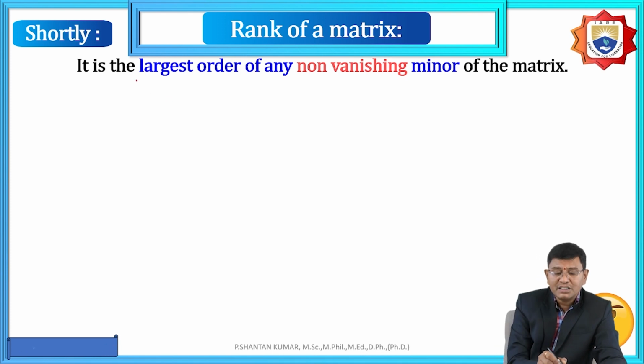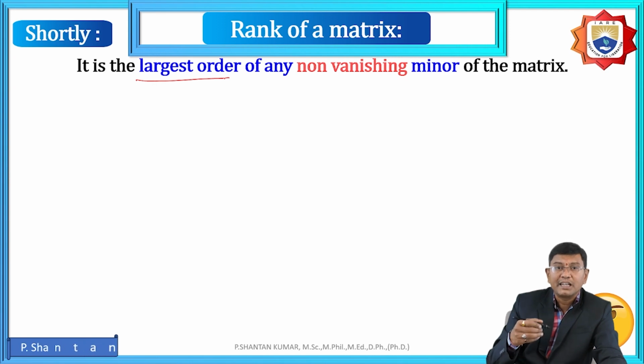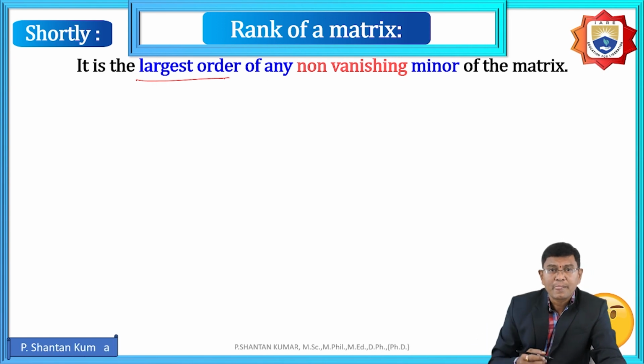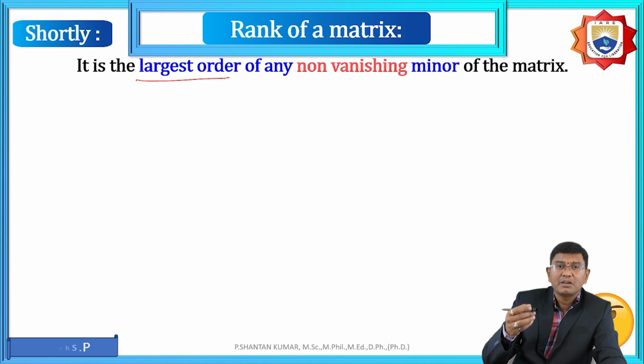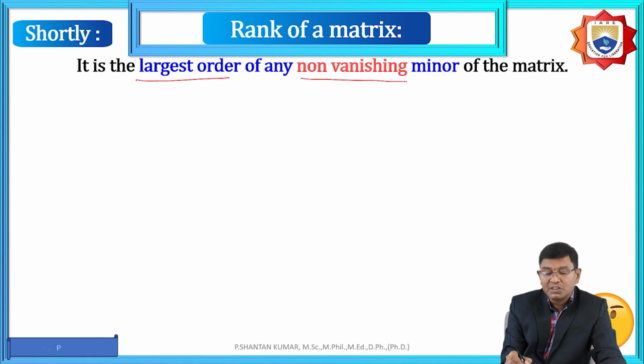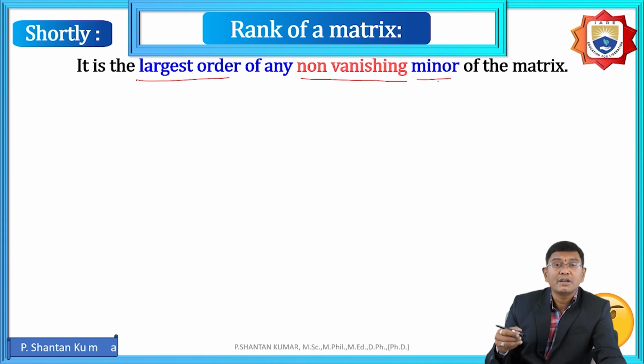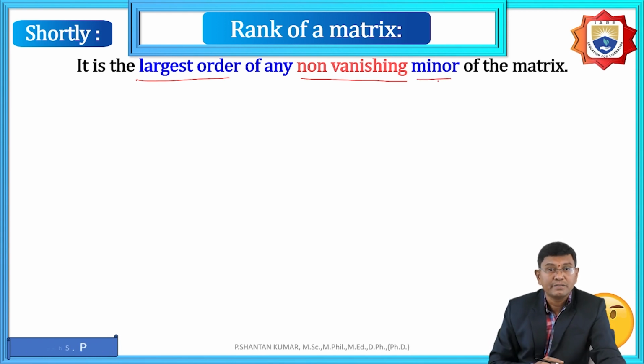Here it is the largest order. That means the greatest, or maximum, or highest. Largest means, if we take the maximum possible order in any given particular matrix. And here, non-vanishing. Non-vanishing means it is not equal to 0. Vanishes means it is equal to 0. Non-vanishes means that it is not equal to 0. And again, minor. Minor is nothing but a particular value, that is a determinant.